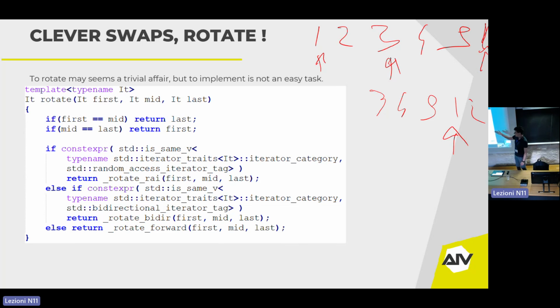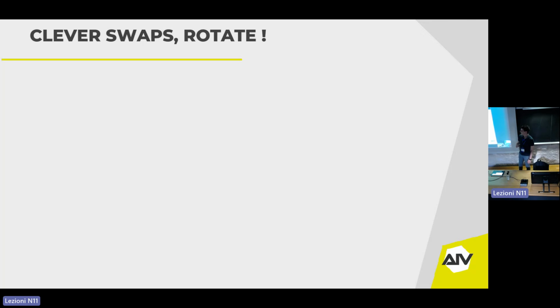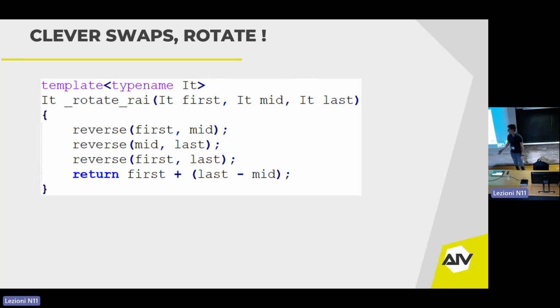Why do we need these ifs? Because given the kind of iterator that we are given, we may have a more or less optimized version of rotate. Let's check them one by one. The first one, it's the easiest. When you have random access iterator, it goes back to 3 reverse. We reverse from first to mid, then from mid to last, and then from first to last. If you do not believe this could be so easy, try it yourself. I assure you it's that easy.